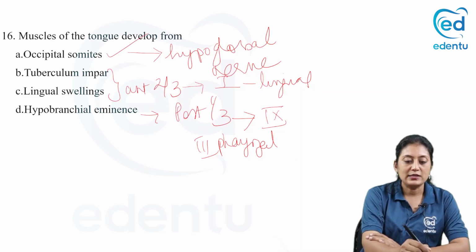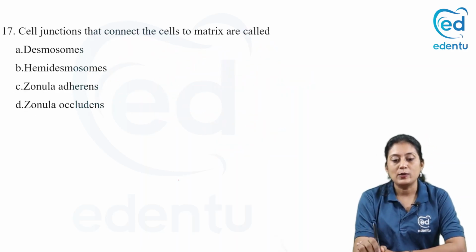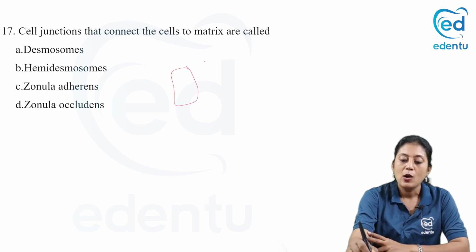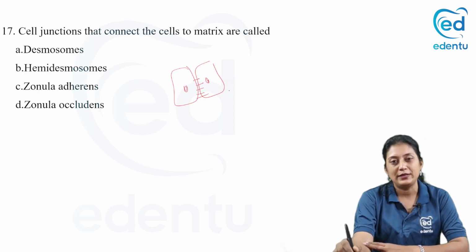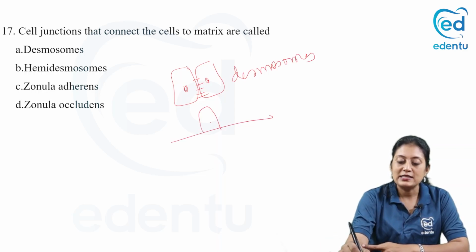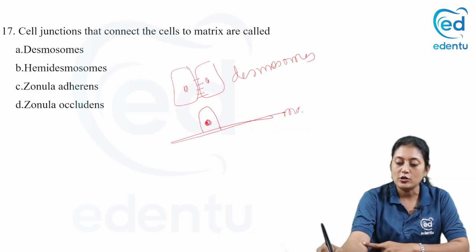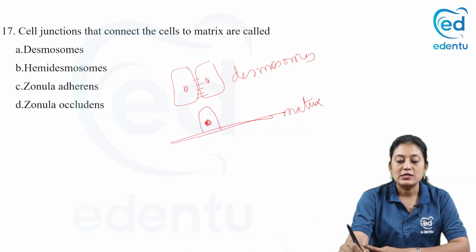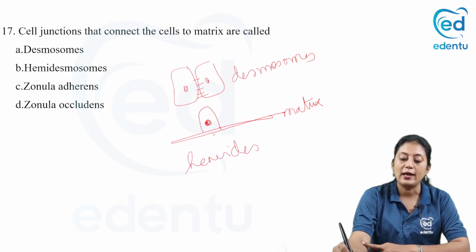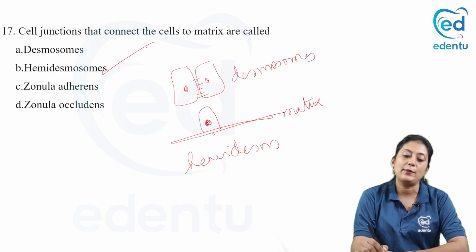The next question is the 17th question. Cell junctions that connect the cells to the matrix are called. I already told you there are two types of cell junction. One is those connecting cell to cell attachment between two epithelial cells, that is called desmosomes. Whereas the cells, especially the basal cells, if they are attached to the basement membrane, which is also called the matrix, so cell to basement membrane or cell to matrix is another type of cell junction called hemidesmosome. So the answer here is hemidesmosome.